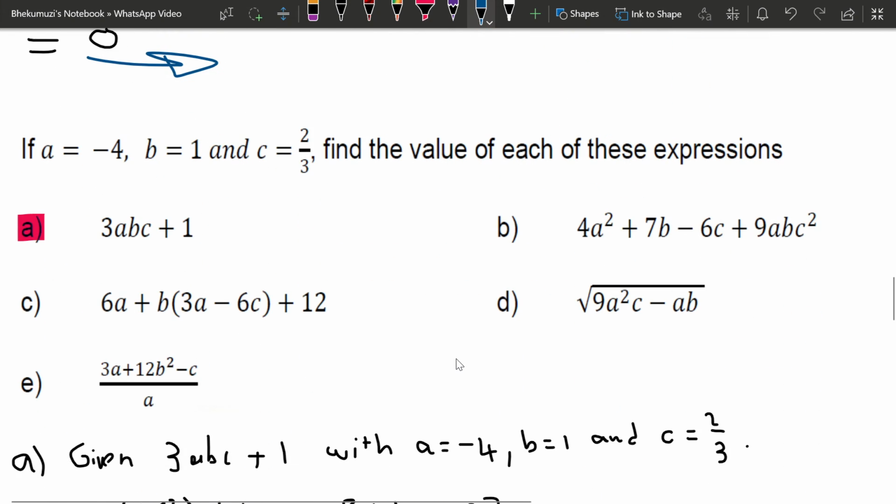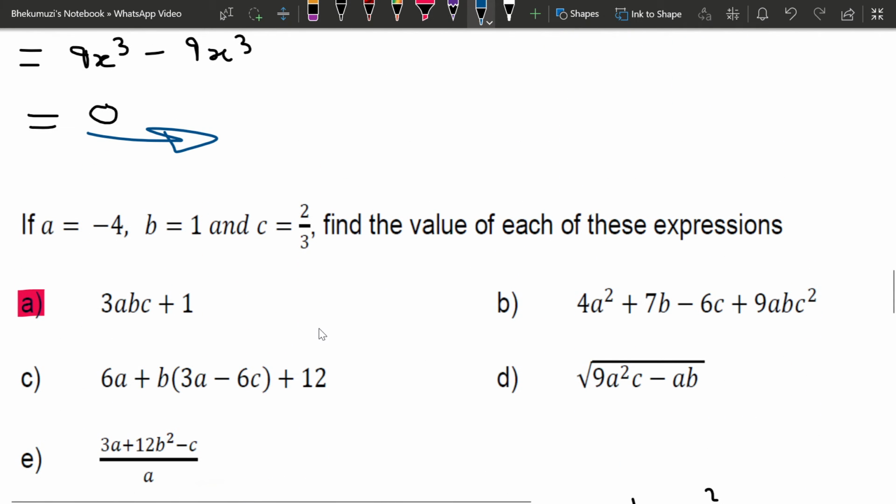Okay, and then you have these types of questions where they'll actually give you the value of a variable, right? As I said at the beginning, a variable is something that we do not know, but when they tell you that the value of the variable is equal to negative 4, in this case it says a is equal to negative 4, b is equal to 1, and c is equal to 2 over 3, right? And then they say find the value of these expressions. So how would you do this? This only means that now you know the value of a, right?